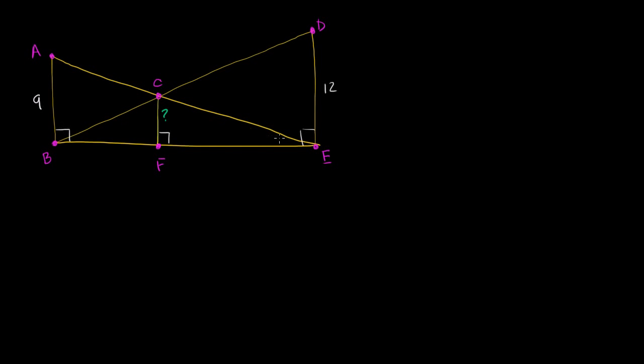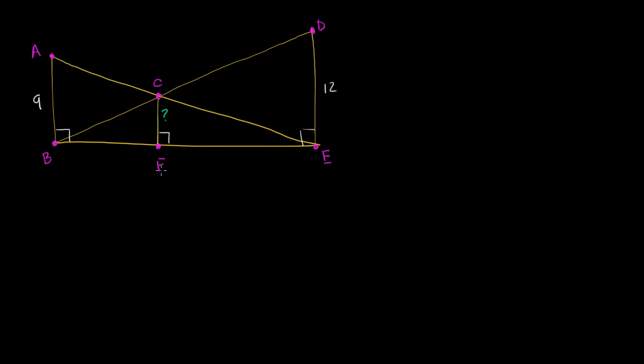So given this diagram, we need to figure out what the length of CF right over here is. And you might already guess that this will have to do something with similar triangles, because at least it looks like triangle CFE is similar to ABE. And the intuition there is it's kind of embedded inside of it. And we're going to prove that to ourselves.